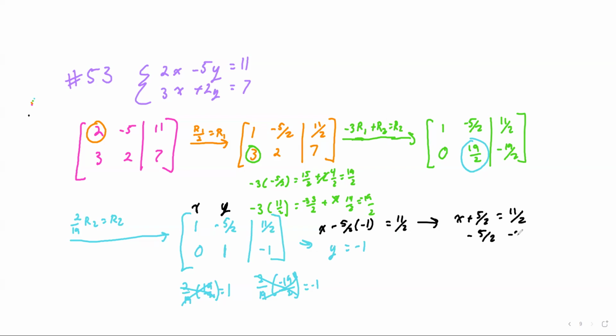Subtract 5 halves on each side. 11 minus 5 gives me 6 over 2, which does simplify down to 3. So therefore, my answer is 3, -1.